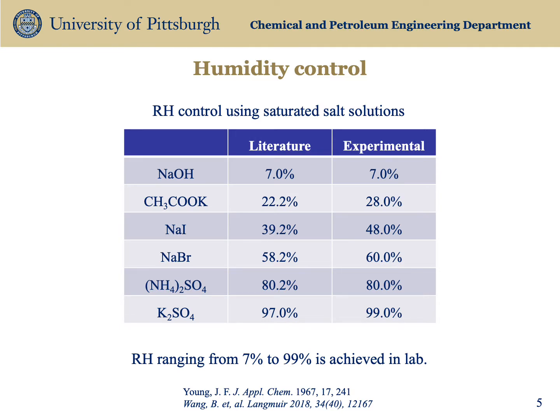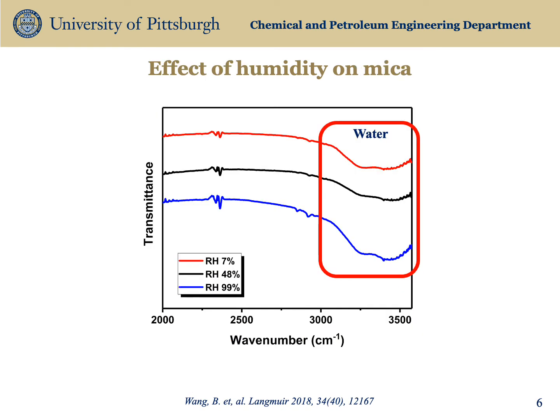To validate the mechanism, we first managed to control the relative humidity in the lab using saturated salt solutions in a closed system. Relative humidity ranging from 7% to 99% was achieved with various saturated salt solutions. With the help of humidity control setups, we were able to use ATR-FTIR to quantify the amount of water absorbed on the mica surface under various relative humidity. We observed a significant impact of higher relative humidity on the water absorption.